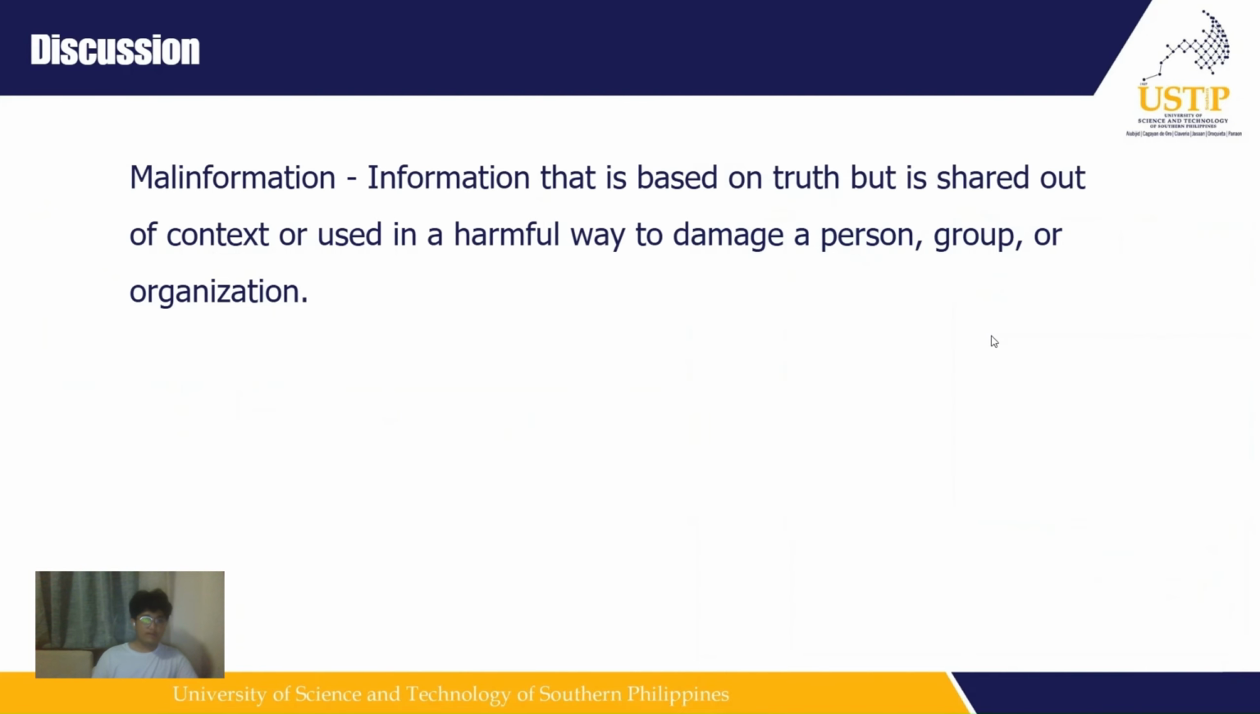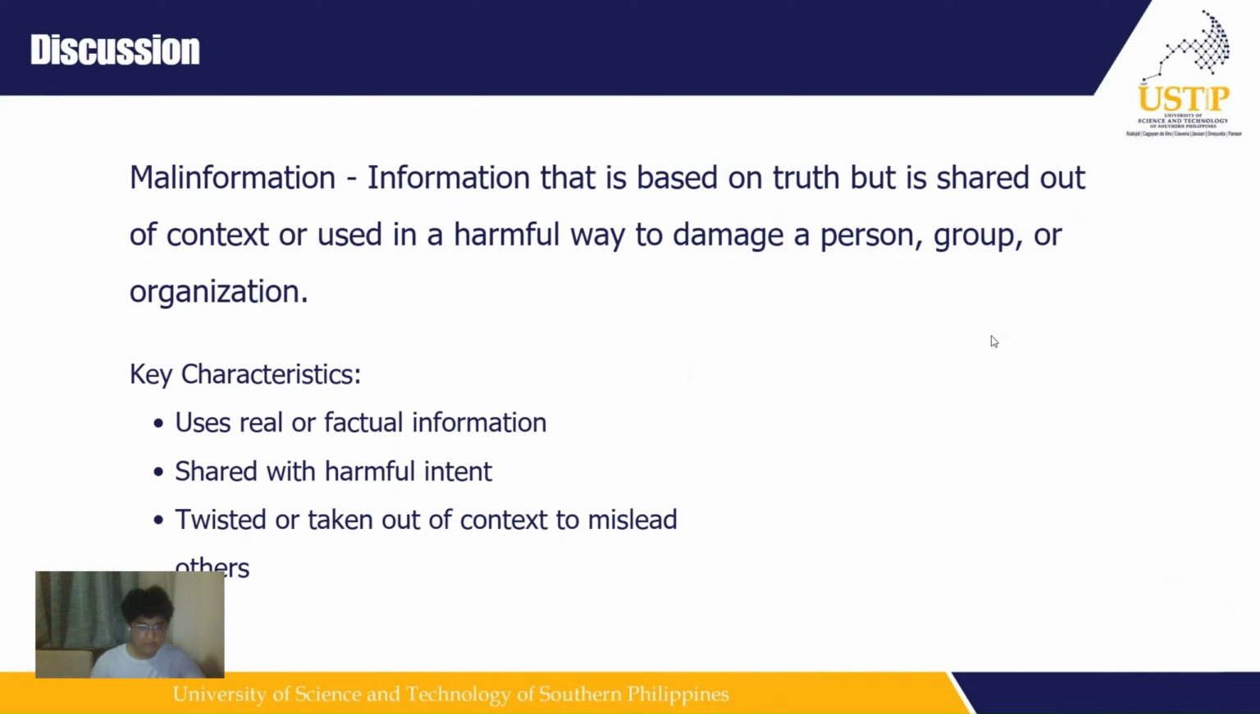The third and final one is malinformation. It is information that is based on truth but is shared out of context or used in a harmful way just to damage a person, group, or organization's reputation. Its key characteristics are that it uses real or factual information shared with harmful intent, twisted or taken out of context to mislead others. This type is unique because it uses actual facts.